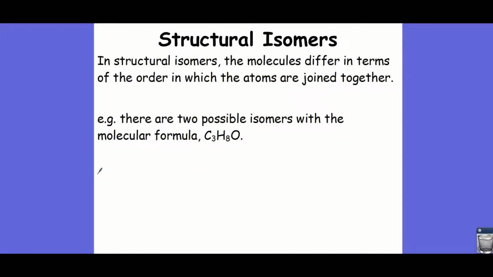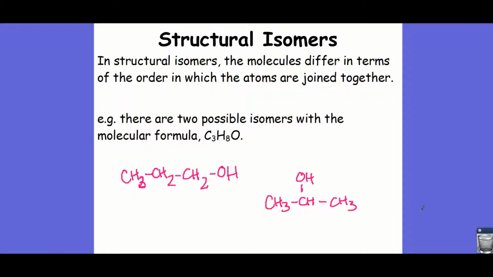So just in summary about structural isomers, we know they have the same molecular formula, but the atoms within the molecule are arranged in a different way. So for example, there are only two possible structural isomers of a molecule with the formula C3H8O. We have propan-1-ol and we have propan-2-ol. Many compounds will only have structural isomers. They won't display any stereoisomerism at all. But anything we're going to look at from now on, we're going to concentrate on stereoisomers.